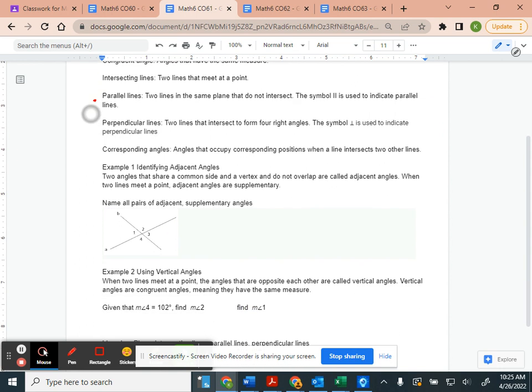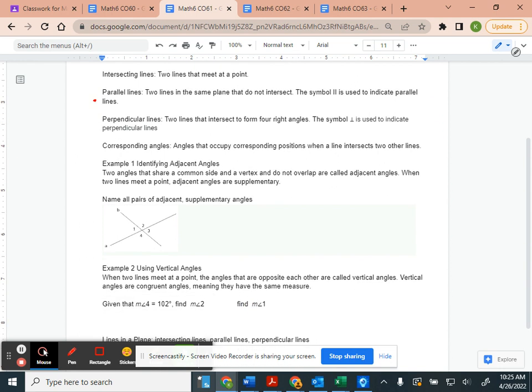Oh, we've got some more. Oh, goodness. We did parallel. Perpendicular lines. Two lines that intersect to form right angles. So perpendicular lines, I didn't draw it very well, but you will have a right angle at each of those spots. So it'll be 90 degrees for each of them. Okay, so perpendicular lines mean they make a T. Okay, they go straight through. It's like a plus sign.